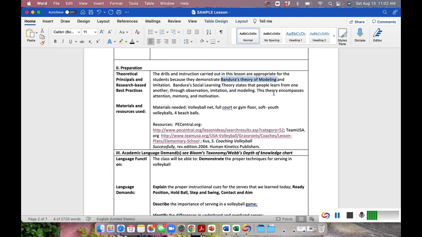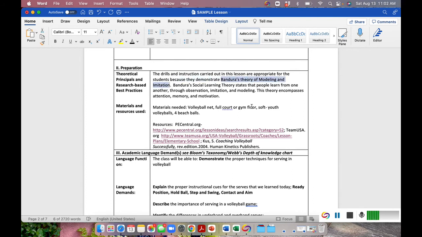I have no problem, as long as there's modeling happening in the lesson, with you using Bandura frequently. You don't have to pick a different theorist each time. However, I've had some students find some awesome theorists. A couple that I didn't even know about. And once I read a bit more into it, I was like, this applies, and it's absolutely fantastic. But we'll talk a little bit more about theorists in class as we move forward. But Bandura, his theory of modeling and imitation frequently works very well in physical education.